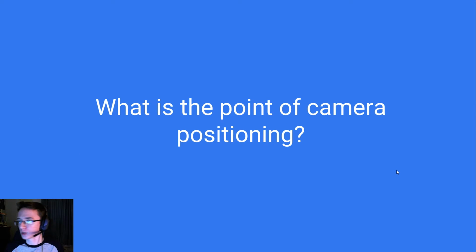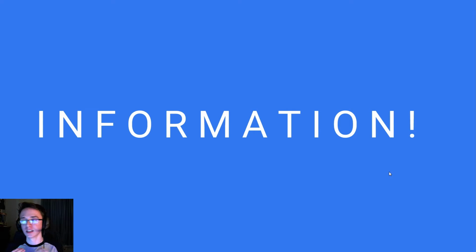So, the first question we have to ask, and the whole point of this presentation, is what is the point of camera positioning? And the point, not surprisingly, is information. It's all about information. Your camera is meant to be providing you with new information, and you're supposed to make the most out of it, right? You don't need your camera reaffirming things you already know. And again, that sounds very simple, but as we'll see, it's very easy to make mistakes and not get the most out of your camera positioning.